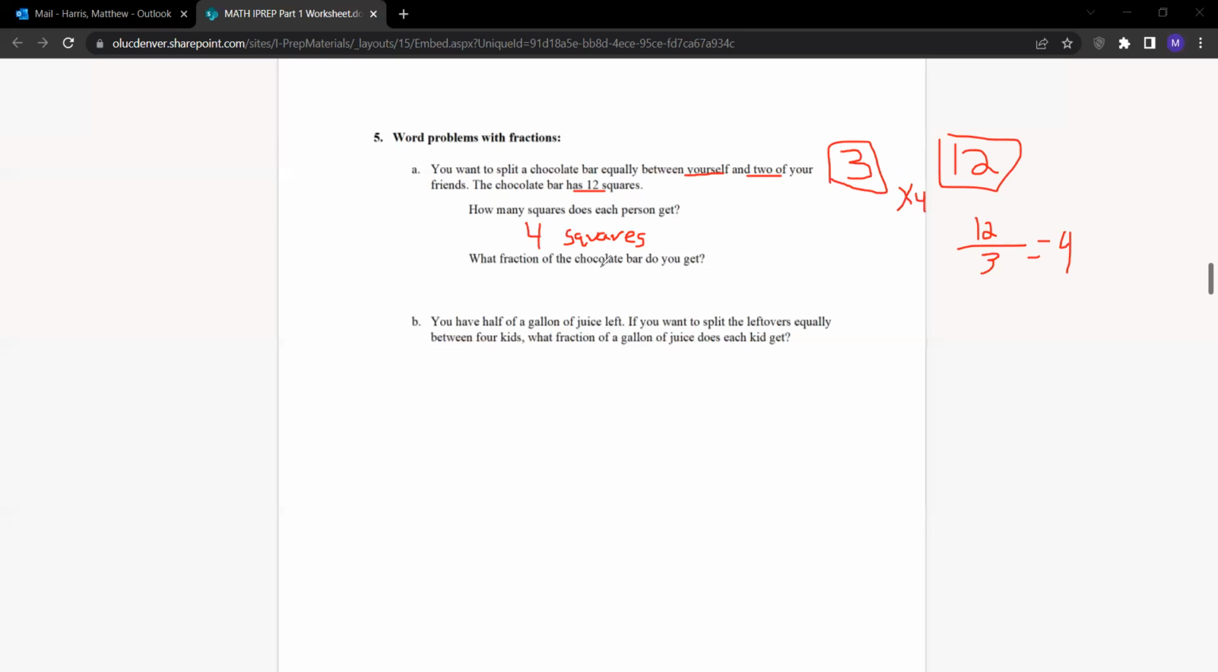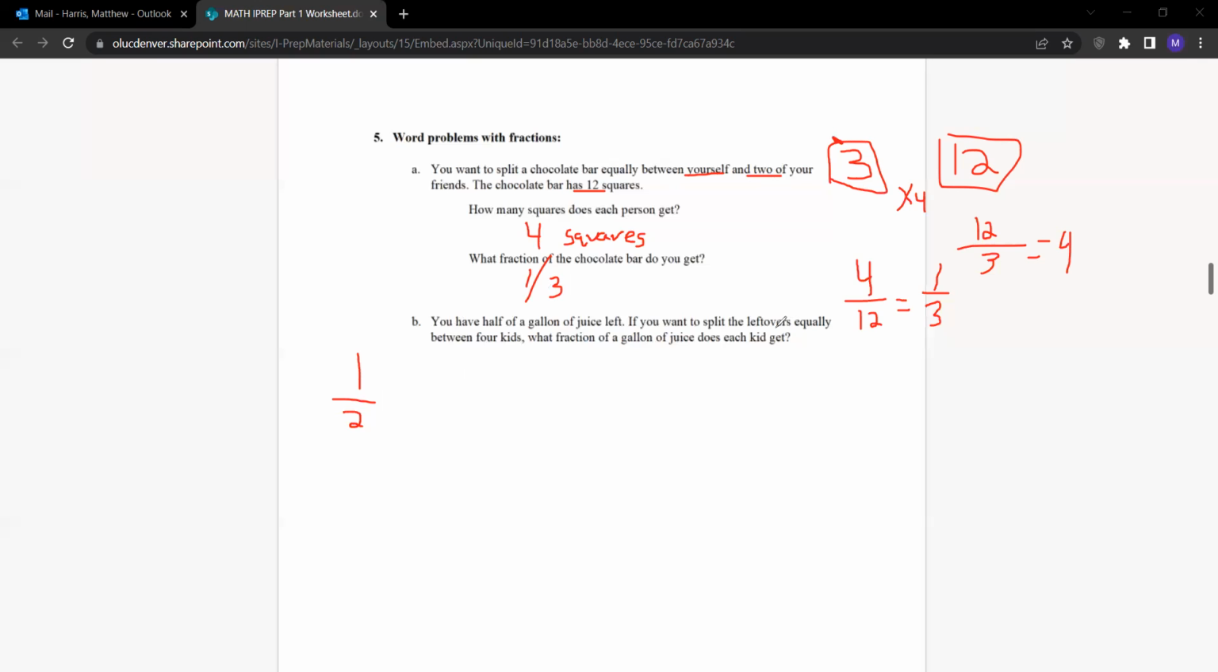Then we can see what fraction of the chocolate bar you get. If we have 12 squares and each person gets 4, then what we're looking at here is 4 pieces over 12 total. And we just simplify that. 4 divided by 4 is 1, 12 divided by 4 is 3. So each person gets 1/3. This makes a lot of sense, right? If you have 3 people total, you each get 1 out of 3 pieces. Let's move on to the next word problem. You have half a gallon of juice left. So 1/2 gallon.